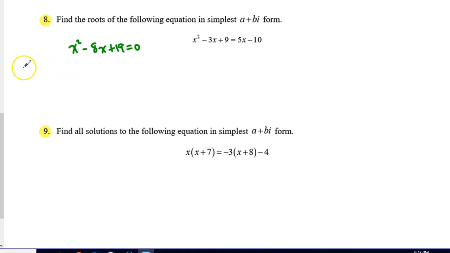Hopefully you've tried this and gotten as far as you can. If you want to just fast forward and see the answer, that's fine. You don't have to do it my way, but I like to lay out what the A, B, and C are, and then identify the discriminant.